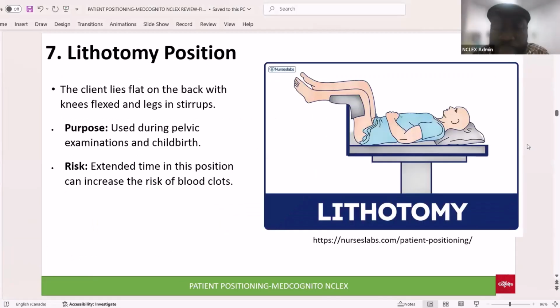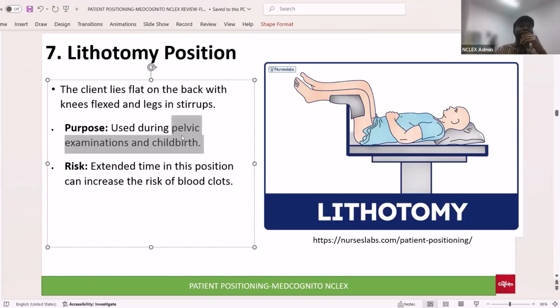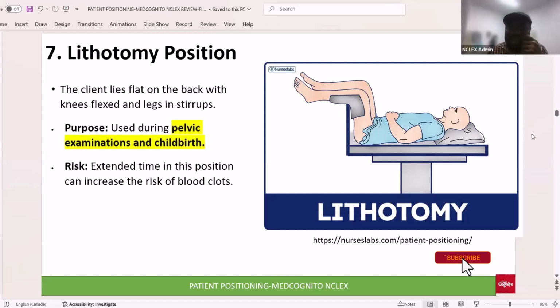What about the lithotomy position? Just look at the way the client has been positioned. The client will lie flat on their back, their knees are flexed, and their legs are in stirrups. It's like a swan neck, right? It's used for pelvic examination and for childbirth. So please notice that one too.